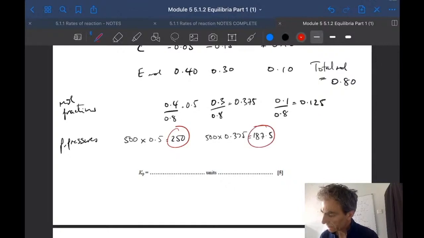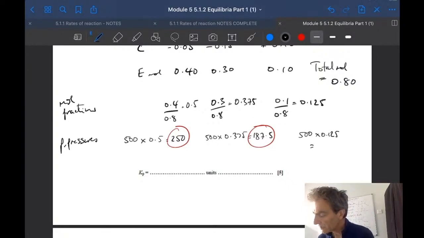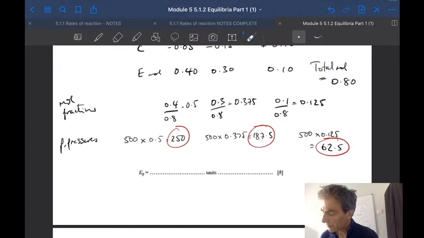Just circle that. And the final one is 500 times 0.125, which is, just looking at my answers, 62.5. And then another check you can do is these should add up to the total pressure, 500, which they do. So there's another little check you can do. Throughout the whole question, you're building up your marks with all these separate sections.